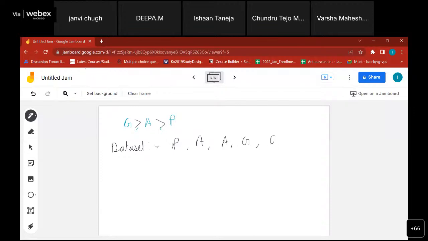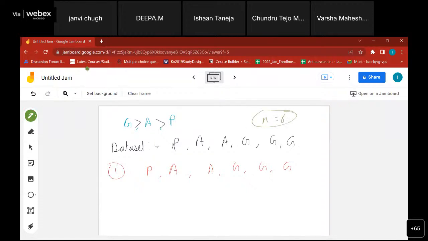So 5 and 6. Okay, that would work. So first step is arrange the data in ascending order. If I arrange this data in ascending order, firstly I would have P, then I would have 2 A's. Okay, it's already in ascending order. Then we have 3 G's. So the number of observations here is 6, right?